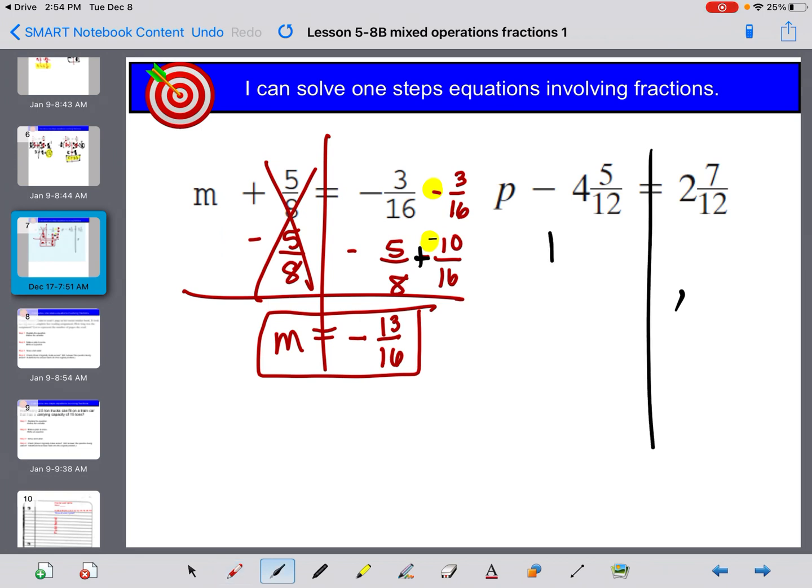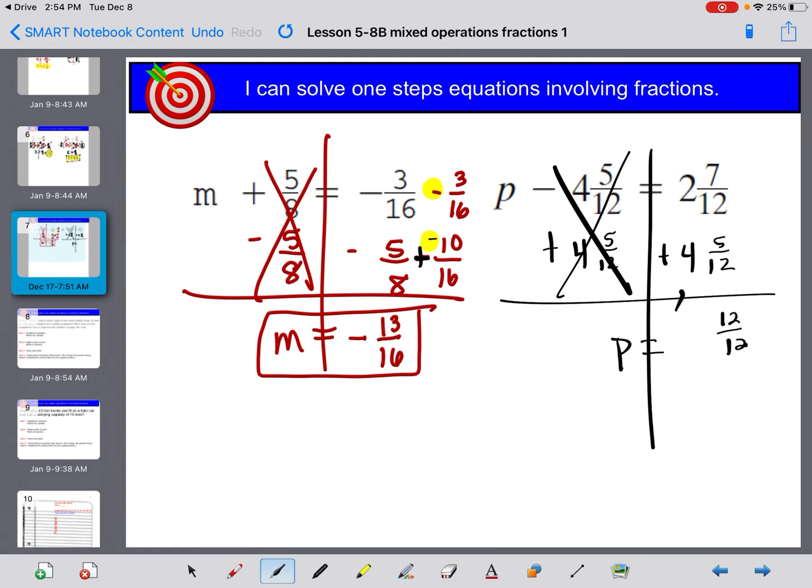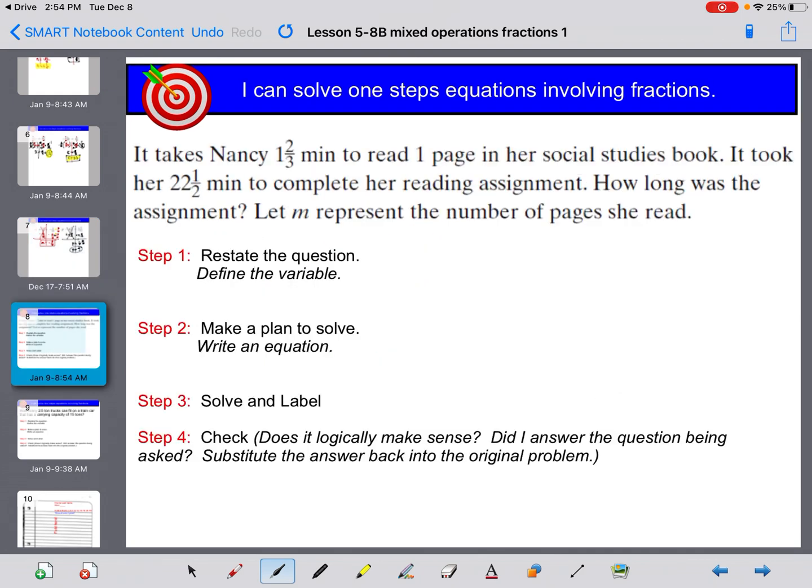The last problem here, you should add 4 and 5/12 to both sides. Seven plus 5 is 12/12. 2 plus 4 is 6. 6 and 12/12, well, this equals 1 whole. 6 plus 1 is 7.